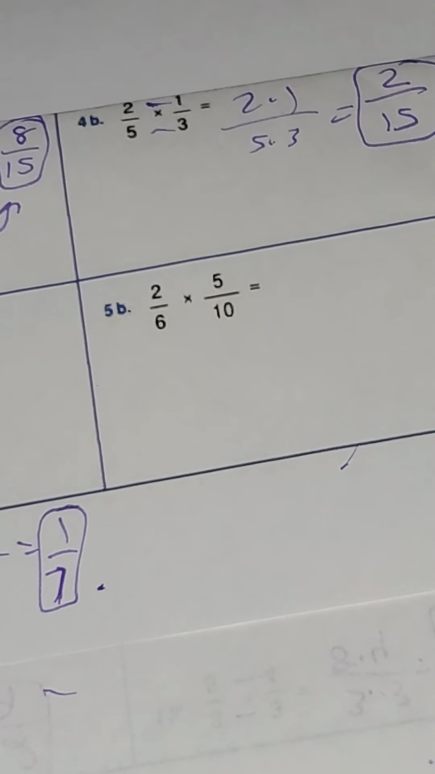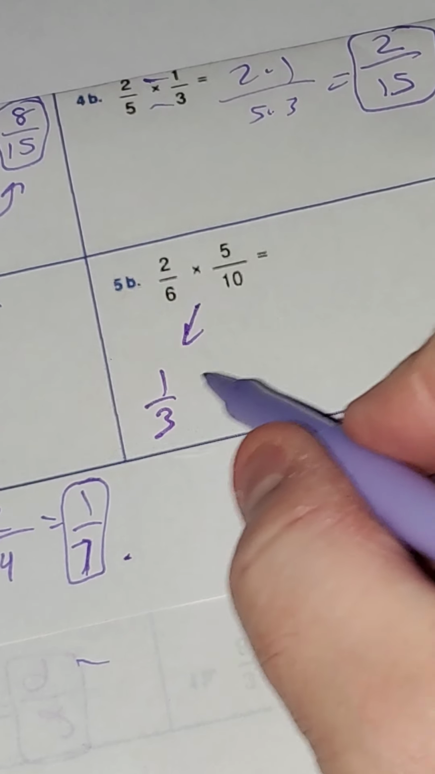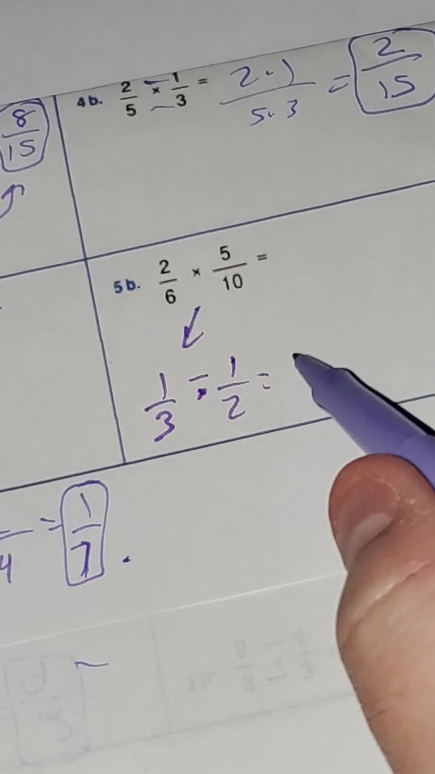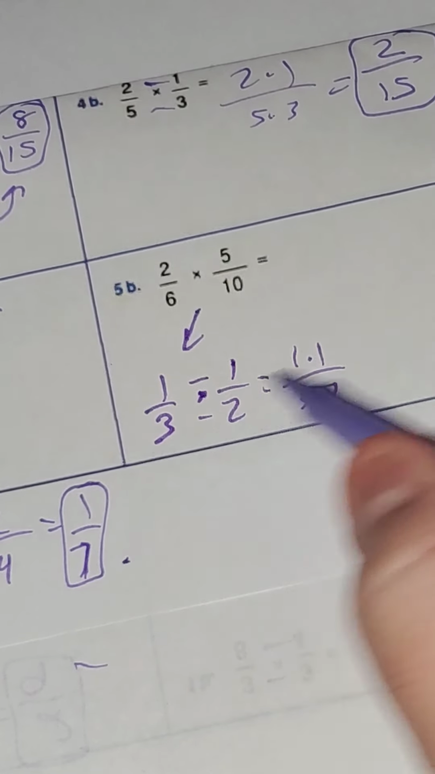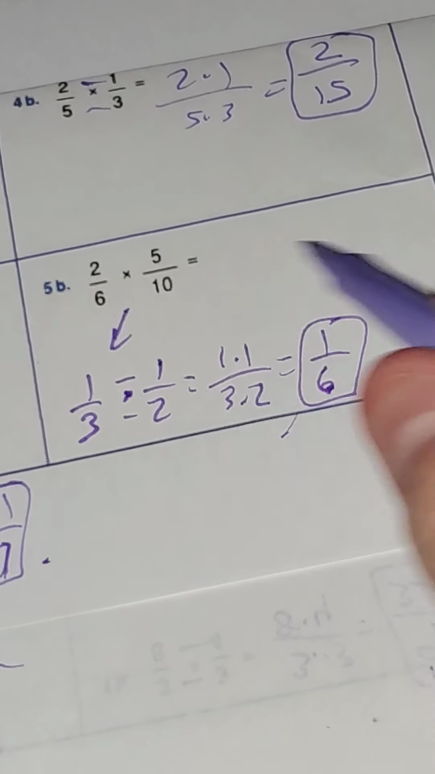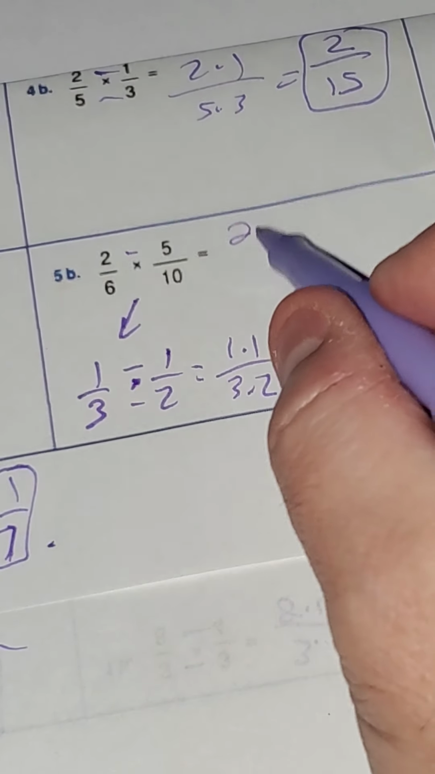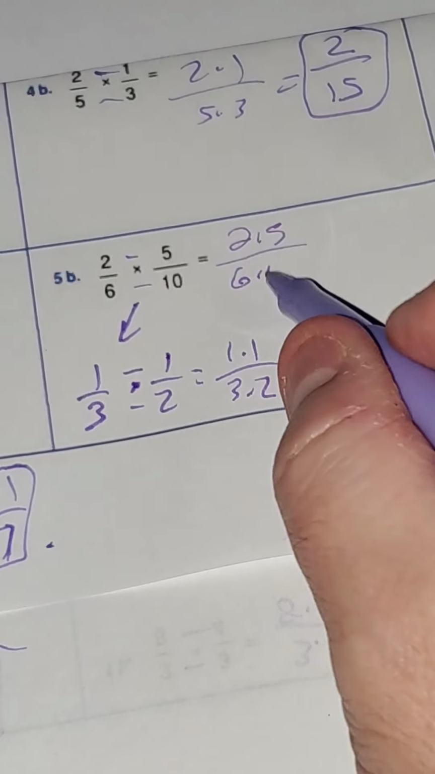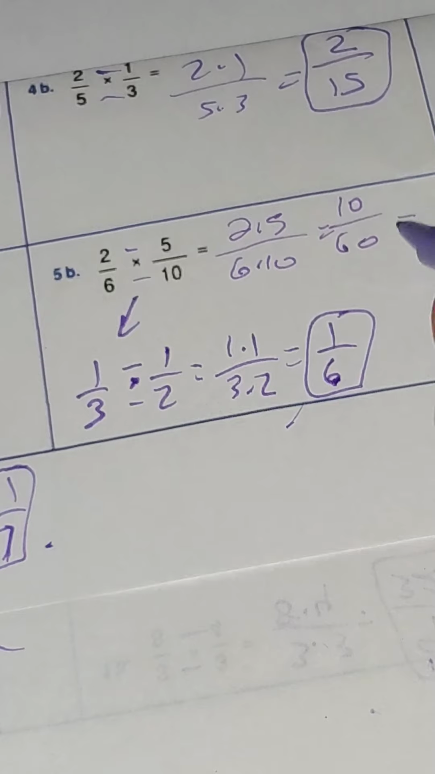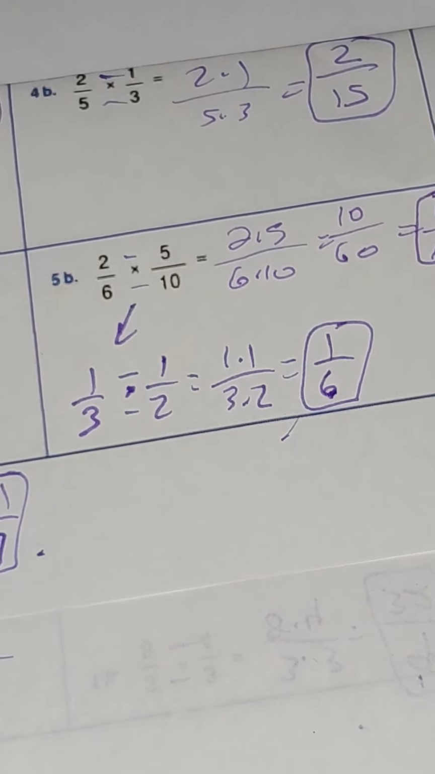Our last one here, I'll do the reduction first. 2 over 6 is the same as 1 over 3 if you learn to reduce. 5 over 10 is the same as a half. We get 1 times 1 over 3 times 2. 1 times 1 is 1. 3 times 2 is 6. And this is going to be 1/6 when we're done. We can do 2 times 5 the long way and 6 times 10 the long way and get 10 over 60. And you should know that that is also 1/6. And it's another thing you can put in the calculator.